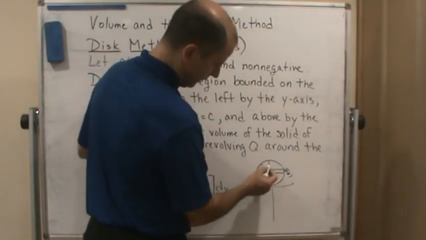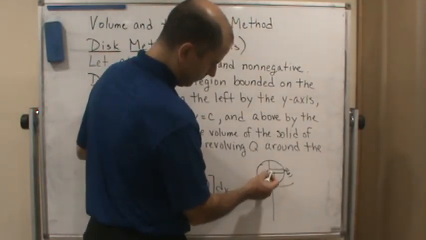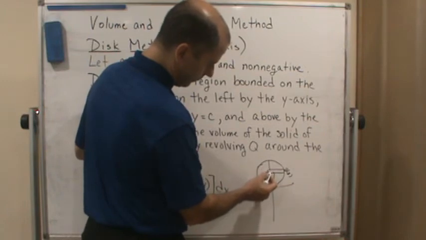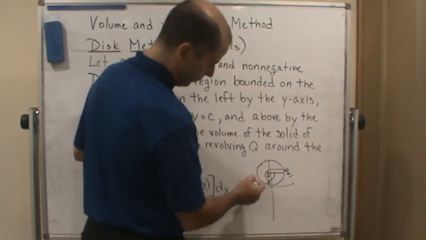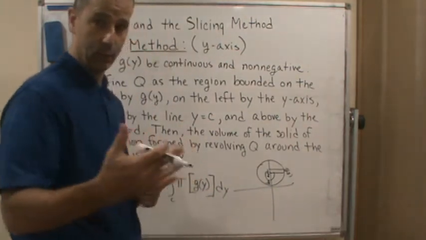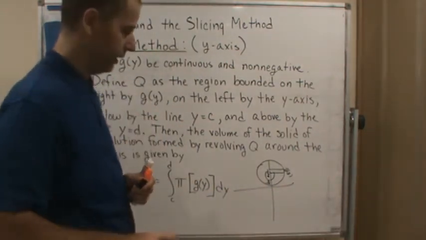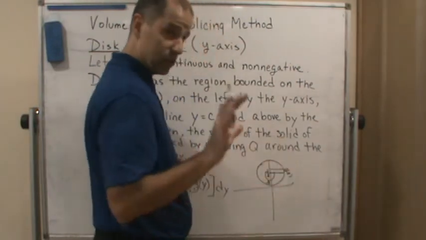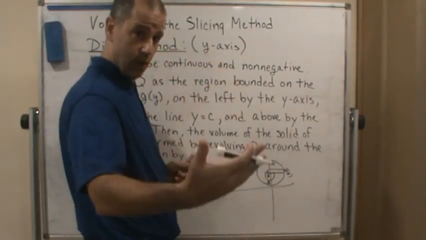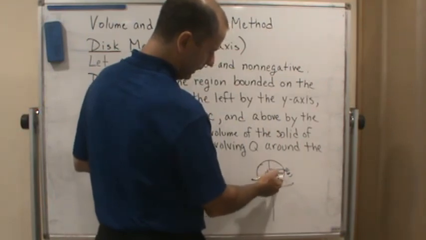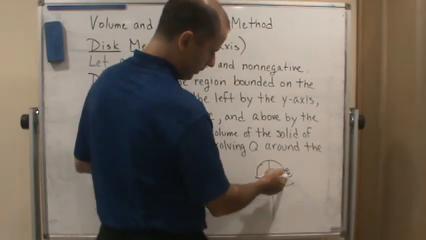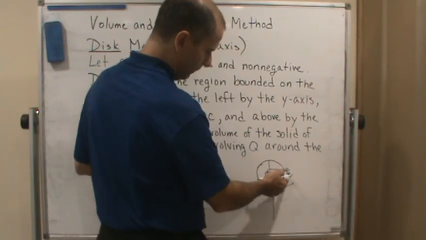And the thickness, or the width of our rectangle, is delta y, which becomes dy when we integrate, when we take the limit. We've already talked about Riemann sums, right? And so it should not be hard for you to see where the radius of our disk is now determined by the function g of y.